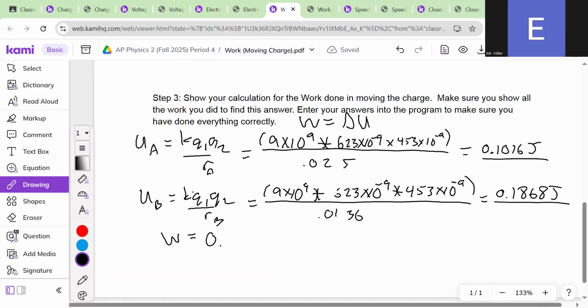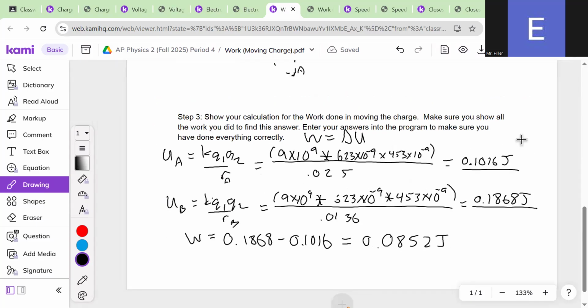So 0.1868 minus 0.1016. Let me just do that one more time, 0.1868 minus 0.1016 is 0.0852 joules.